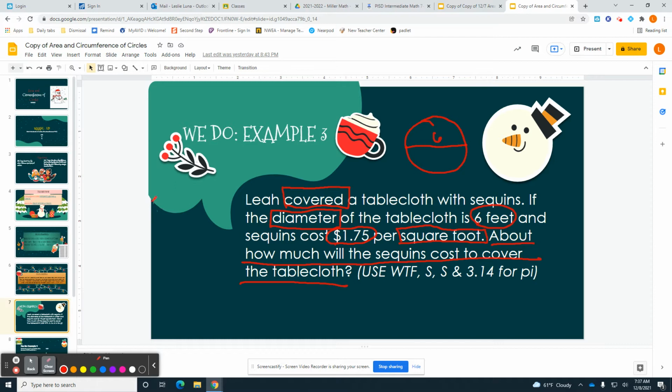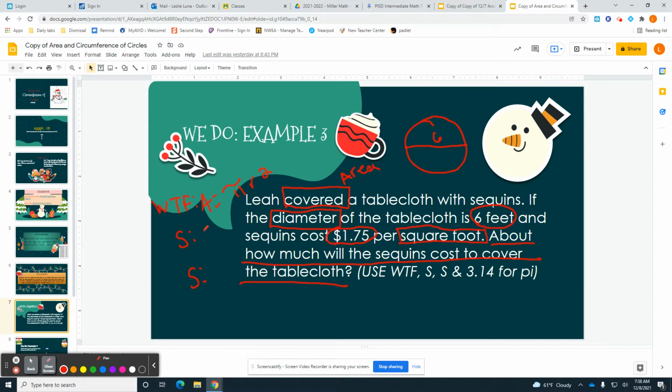So we're gonna go ahead and write WTF for our area. We're gonna substitute and solve. Okay, so go ahead and write your formula for this and substitute. All right, so the formula you should have used was the area formula. So you should have A equals pi r squared, because if it's covered, that means we are looking for area. And we said diameter tells you that it is a circle.